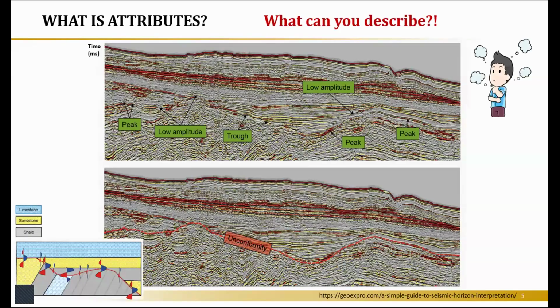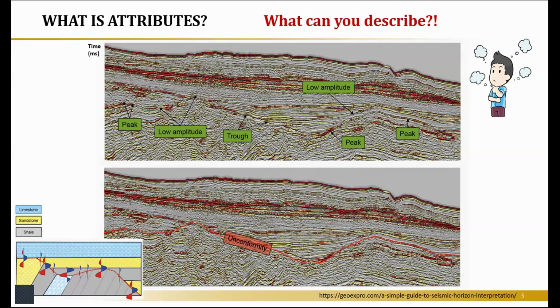Moving to our topic, what are seismic attributes? You have now on the screen two sections of seismic. These two sections are the same section with annotations. When we try to describe this section, what can we describe?